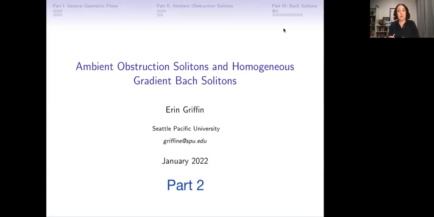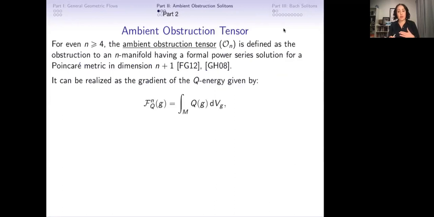So for part two, we are going to be focusing on defining the ambient obstruction tensor, looking at the ambient obstruction flow, what on earth are ambient obstruction solitons, and finally we'll look at some of the new results that I found and talk a bit about the methodology for finding these results.